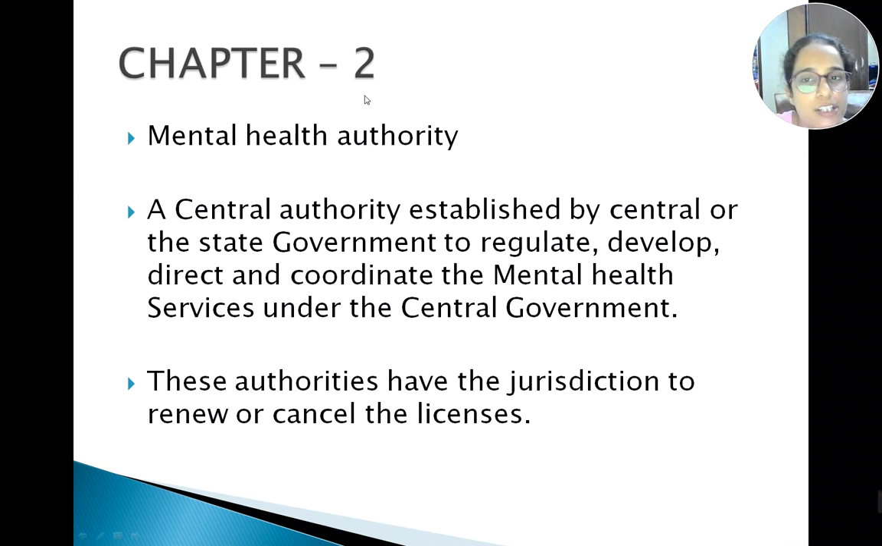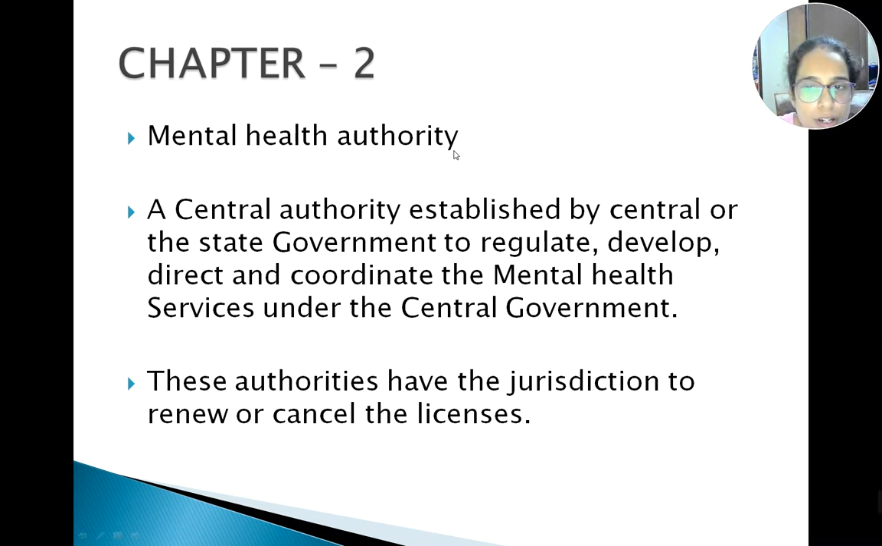Now we are moving to the second chapter of this act, which deals with the mental health authority. What is mental health authority? A mental health authority is a central authority established by the central or a state government to regulate, develop, direct and coordinate the mental health services under the central government. These authorities have the jurisdiction to renew or cancel the license.